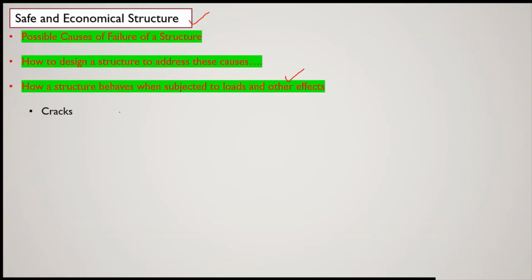There may be one response when you apply load on the structure: cracks may occur. That is one type of failure. As we have discussed possible causes of failure, some of the failure causes we can list here, starting with cracks. If cracks are occurring in a structure, suppose your beam is getting some cracks, then we have to think about the possible causes of cracks. When can a crack occur, and what are the various types of cracks?